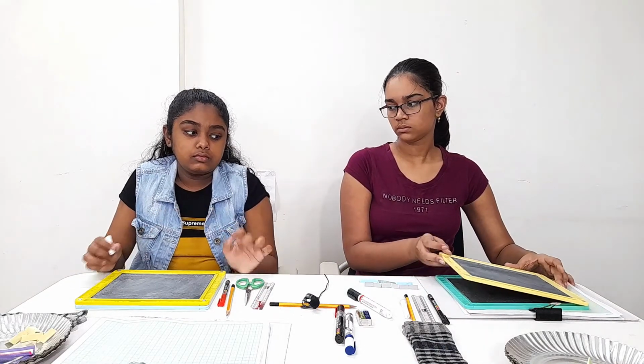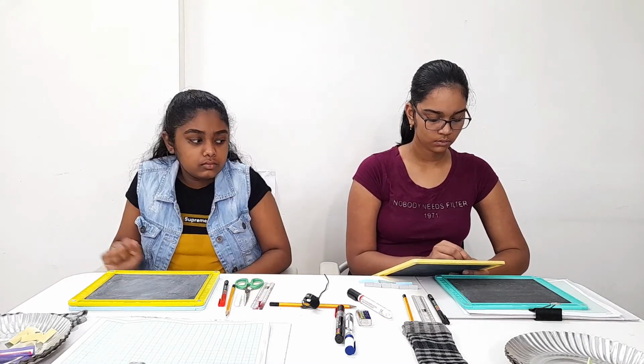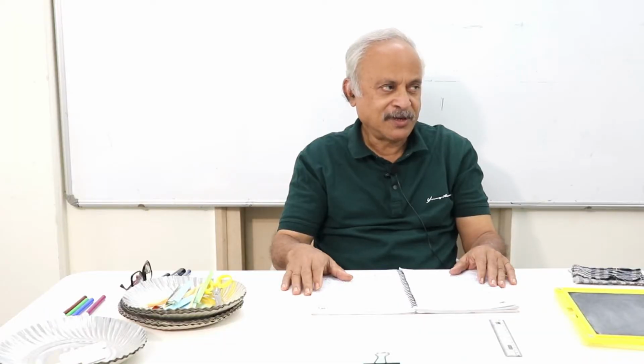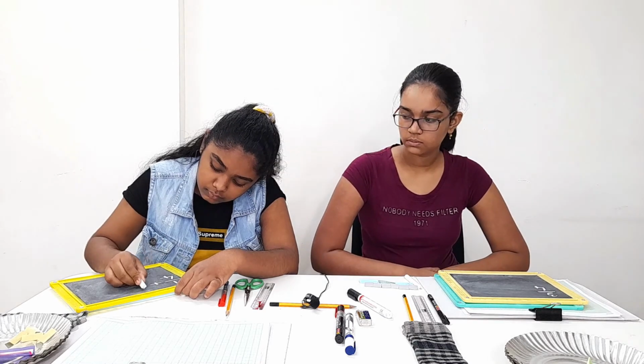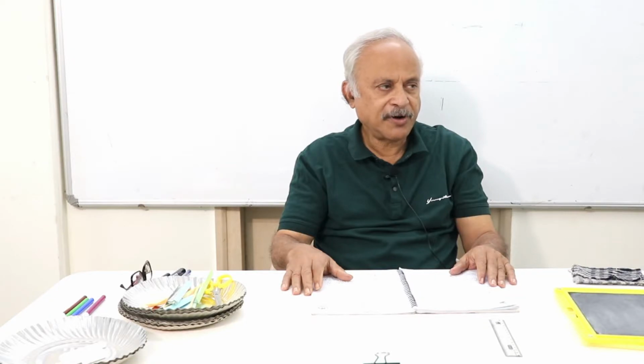Okay. So take your slate and pencil, and only Nandita, write 3 by 4. Show that to the camera. Okay, now Gyanjyoti, that was the which form? Short form. Can you write the long form? So Gyanjyoti, write the long form. Show that to the camera. Right.